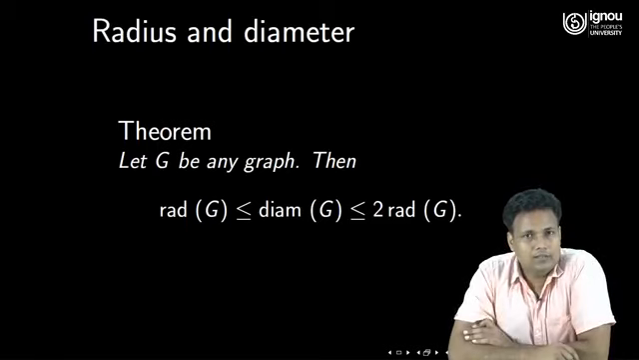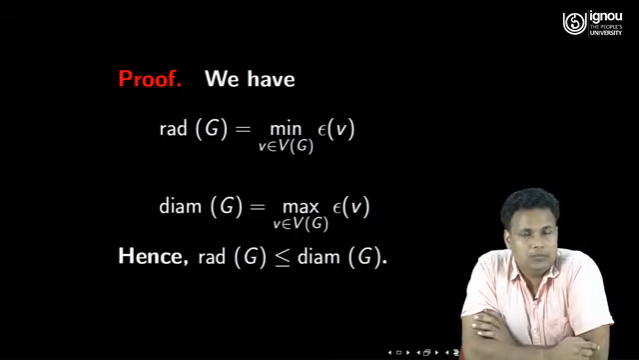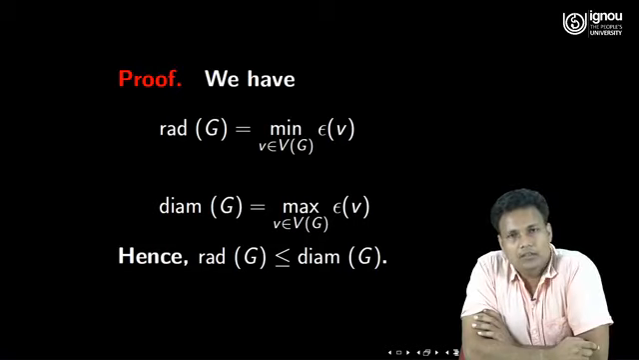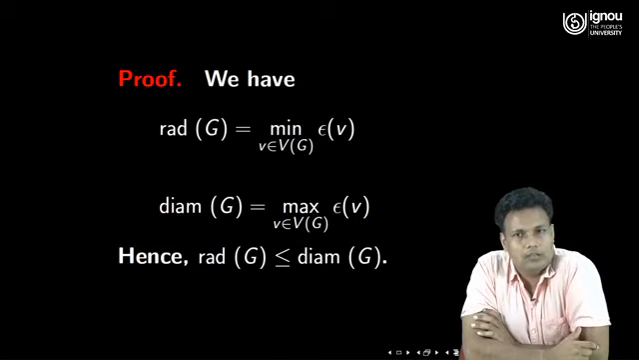The precise relationship between the diameter and radius of a graph is given here, and it says that if G is any graph, then the radius of G is at most the diameter of G, which is at most twice the radius of G. The first inequality here is trivial because the radius of G is the minimum eccentricity, whereas the diameter is the maximum. So radius of G is less than or equal to the diameter of G.